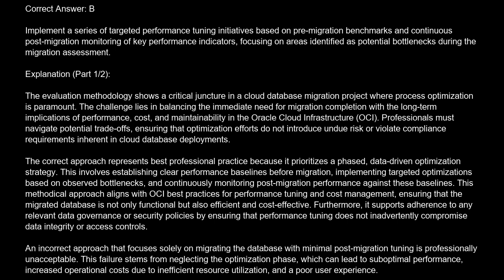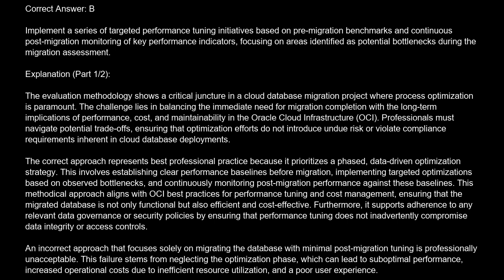Explanation. The evaluation methodology shows a critical juncture in a cloud database migration project where process optimization is paramount. The challenge lies in balancing the immediate need for migration completion with the long-term implications of performance, cost, and maintainability in the Oracle Cloud Infrastructure, OCI. Professionals must navigate potential trade-offs, ensuring that optimization efforts do not introduce undue risk or violate compliance requirements inherent in cloud database deployments. The correct approach represents best professional practice because it prioritizes a phased, data-driven optimization strategy.